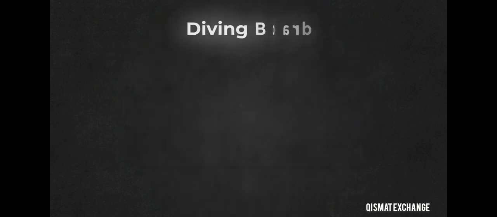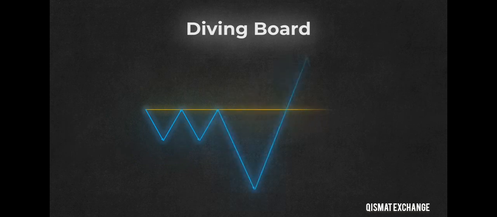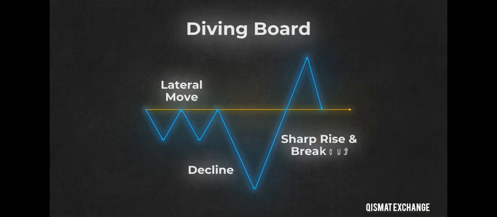Next in line, we have a pattern called diving board, which is similar to the cloud banks in some ways, but it's geared toward a long trade. Initially, we have a small consolidation or lateral price movement. Then price drops in a sharp move and then comes back up with even more strength, breaking the resistance provided by the initial lateral movement.